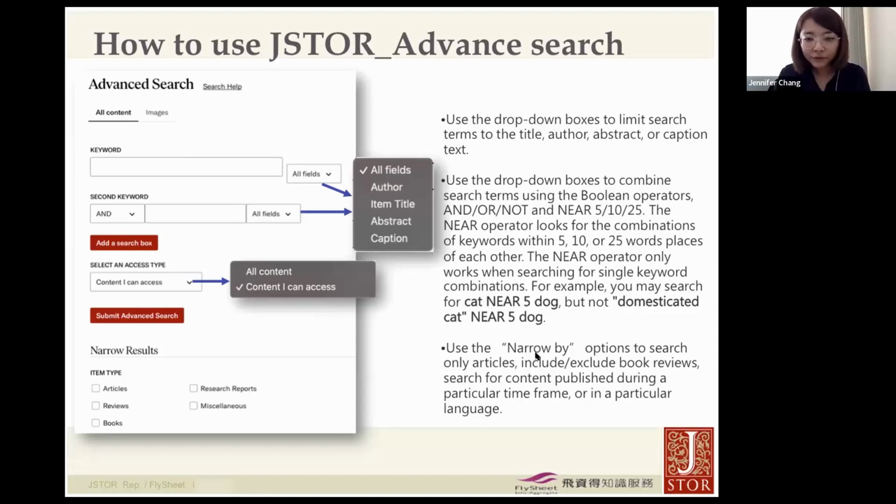Okay. The third paragraph uses the narrow by option to search only articles that include or exclude book reviews, or to search for content published during a particular time frame or in a particular language. We know that users, or the students or the staff, might do some research in a specific period of time. And in these circumstances, you can use this. Let's move on to the next page.